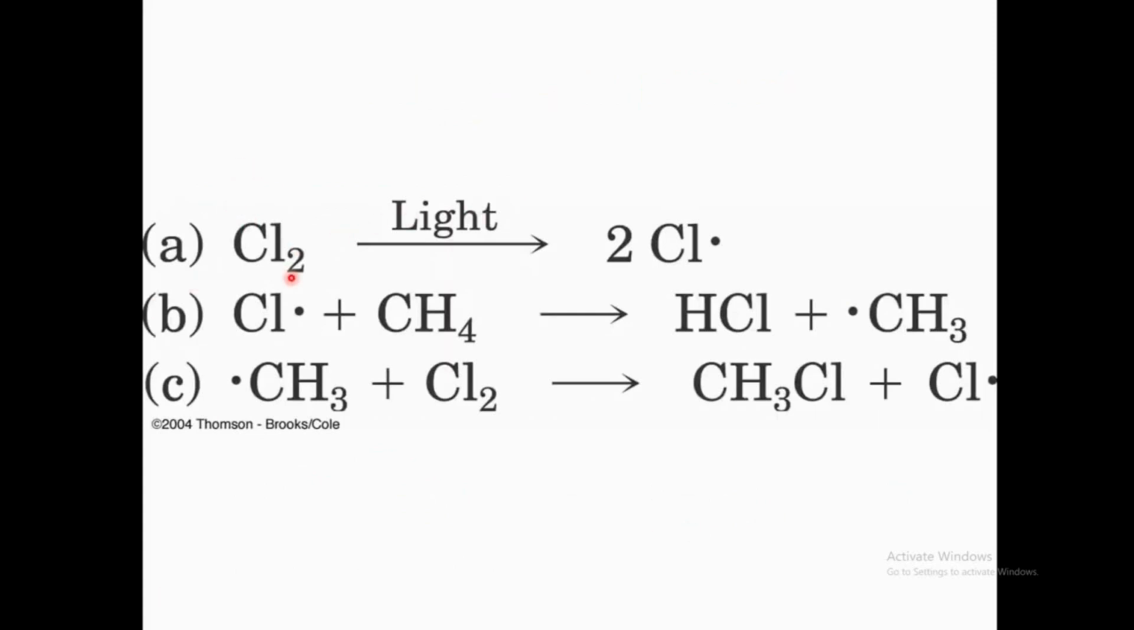Now the question is, this is the light, Cl2, two chlorines are reactant. Then Cl radical reacts with methane to give methyl radical. Then methyl radical reacts with Cl2 to give you the methyl chloride. So this is the mechanism of free radical.